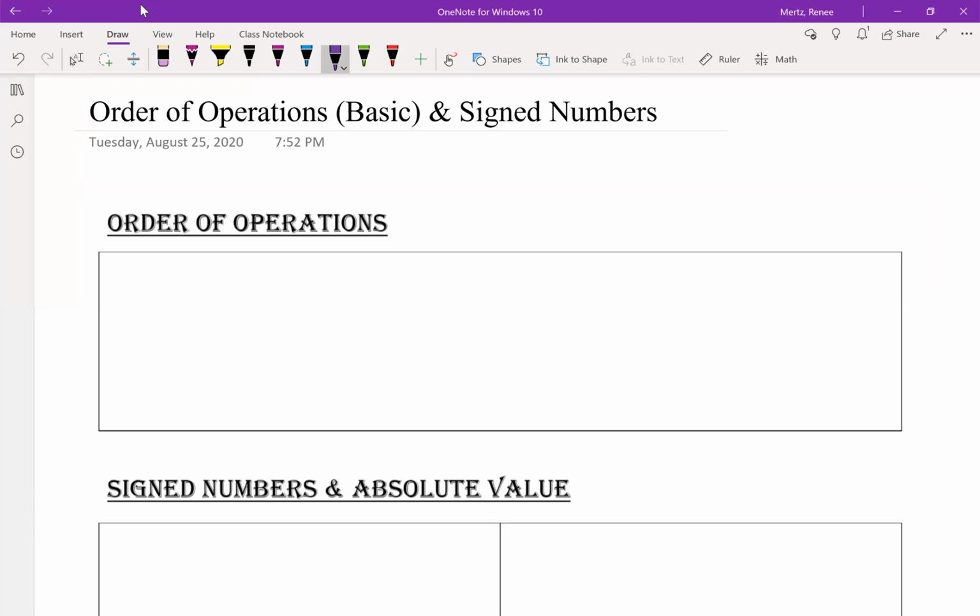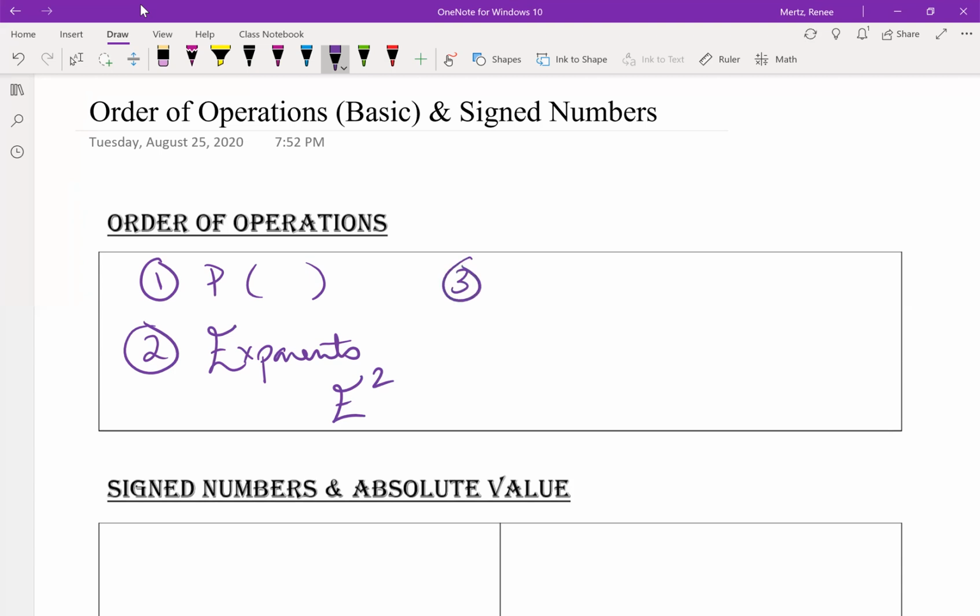The first one is parentheses. Step 2 is exponents. Usually I just write e squared. Third is multiply and divide. So this is combined into one step. It's whatever happens first, left to right. And fourth is add, subtract. Again, whatever happens first, left to right. So those are our 4 steps.